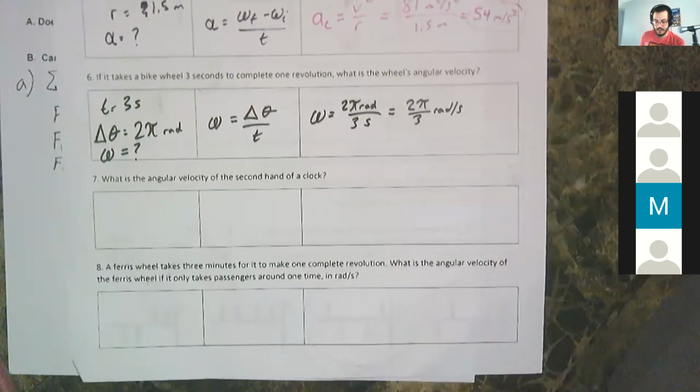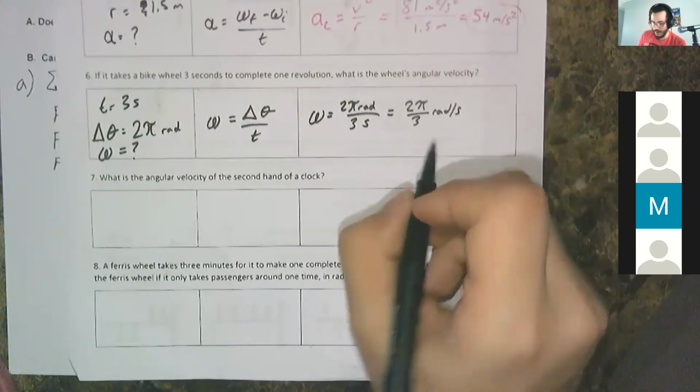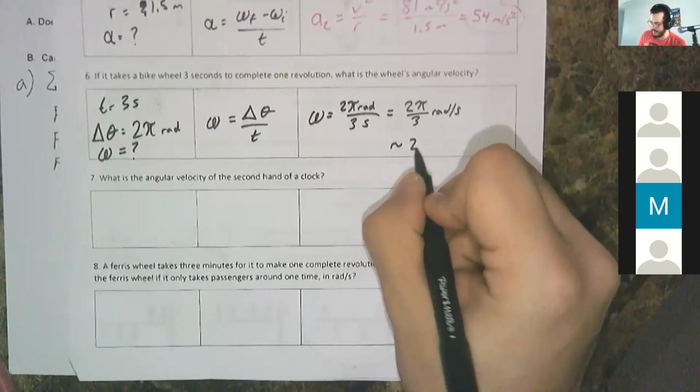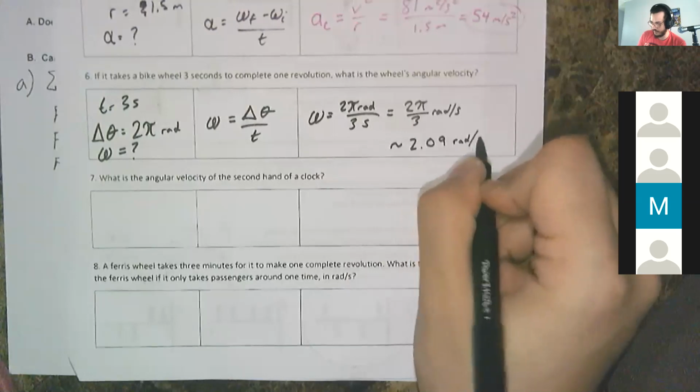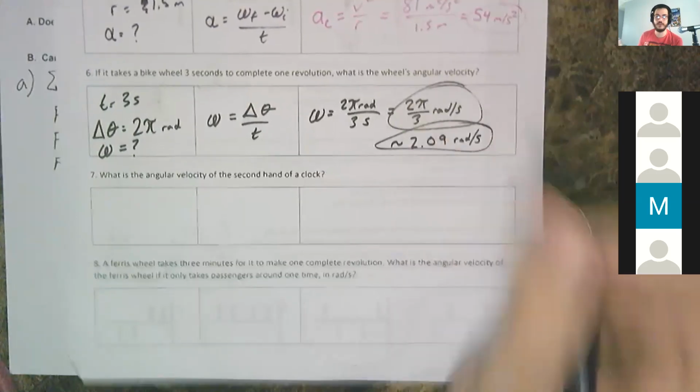If you are inclined to solve it, this drives math teachers nuts. Physics teachers don't tend to mind it. You would have to approximate it. So it would be about 2.09 radians per second if you wanted to solve it.